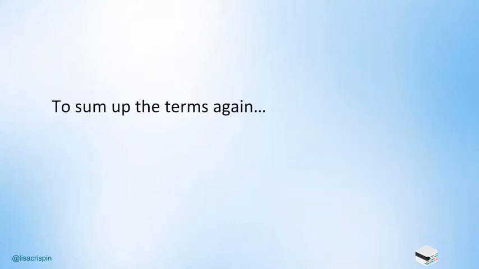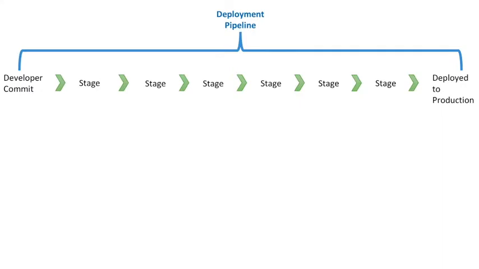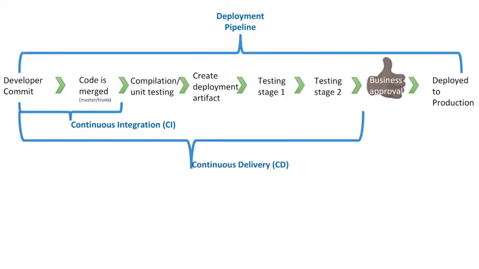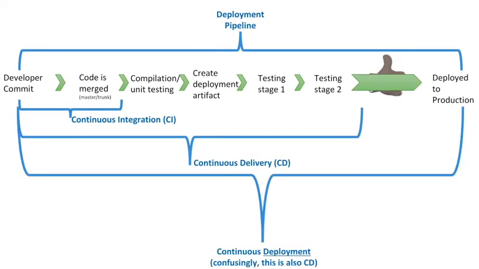So I'm just going to go through these terms again really quickly. So there's a deployment line. There's continuous integration, so we're committing and merging the code. There's continuous delivery. We're getting through all these stages, including a lot of automated regression tests, hopefully, or manual regression tests, other steps. And then the business says, yeah, it's good to go. It got to production. With continuous deployment, that's going to automatically happen. So I hope that's clear.